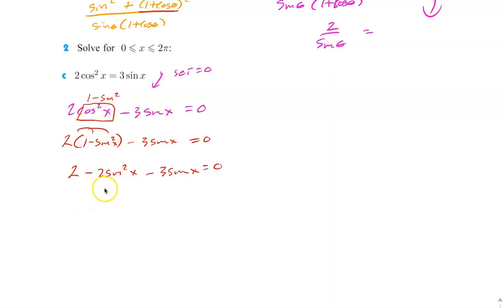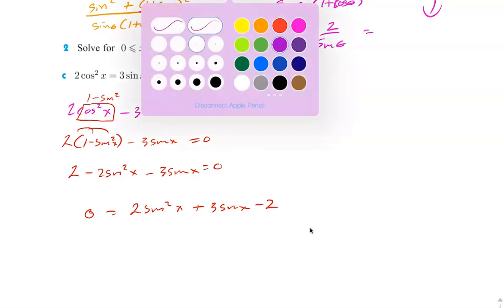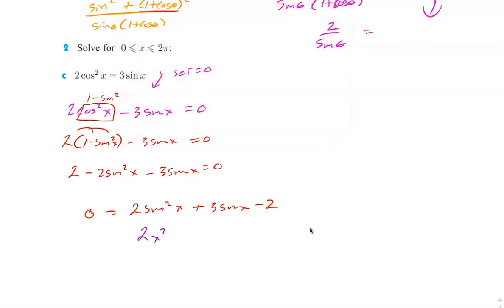Now I never like having my squared term be negative, so I'm moving everything to the opposite side and I get this: 2 sine squared x plus 3 sine x minus 2. So I added this to both sides, added that to both sides, subtracted that from both sides, and I get this. Now what I gotta do is factor that. Again, the easiest way for me is to pretend there's not a sine there, pretend it's just like this, and factor this guy.